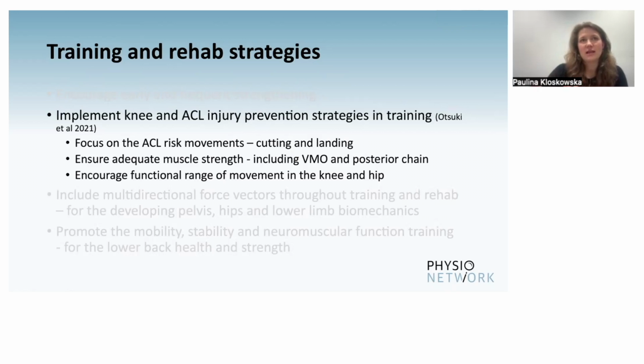We know that landing biomechanics is also a movement where we observe that the knee is bending less. So we've got decreased knee flexion, but we've got increased hip flexion. So again, landing and potentially focusing on this range of movement of the knee at landing is another strategy that we can use.